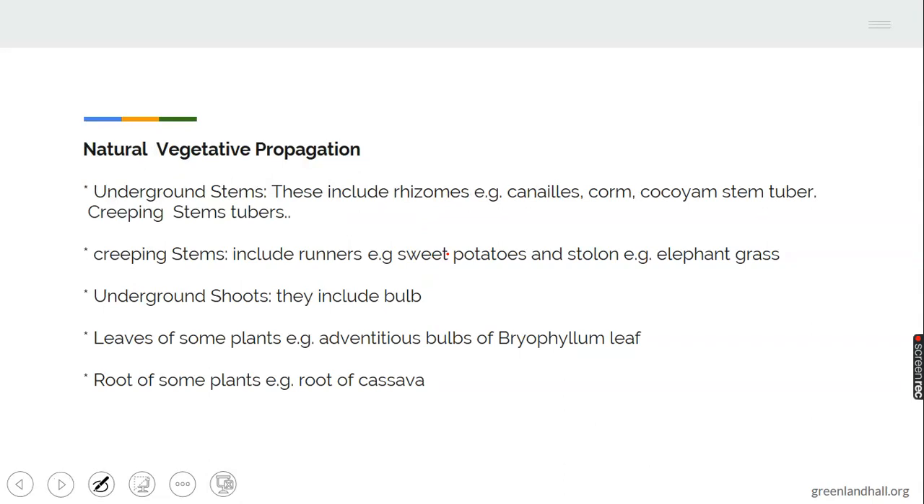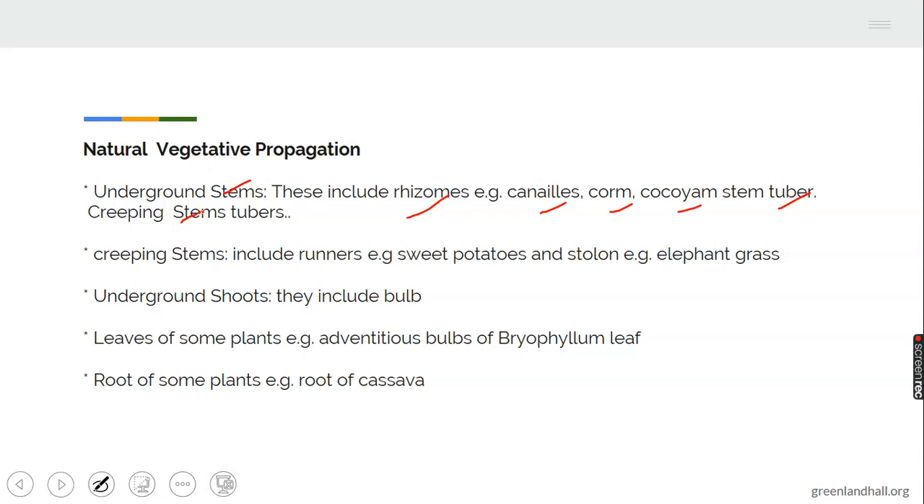What does natural vegetative propagation entail? What type of plants undergo natural vegetative propagation? Any plant that has an underground stem will undergo natural vegetative propagation. That's a method of reproduction. Among these underground stems, we have the rhizome, such as canna lily, cocoyam, stem tuber, and creeping stem.